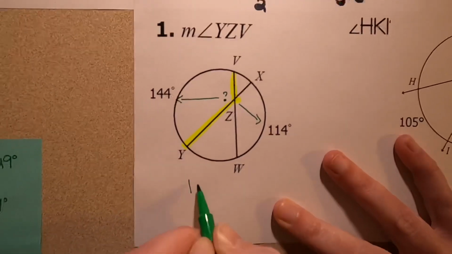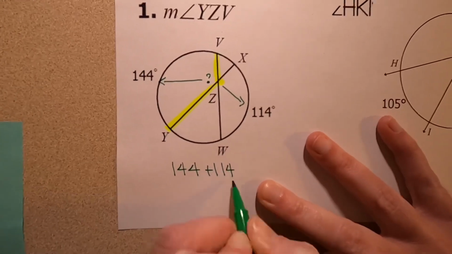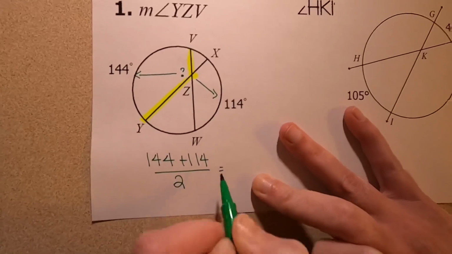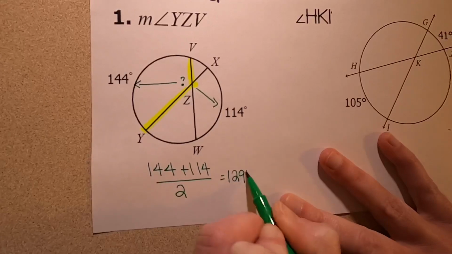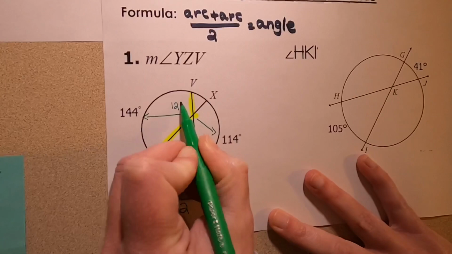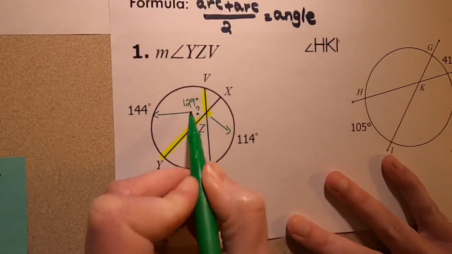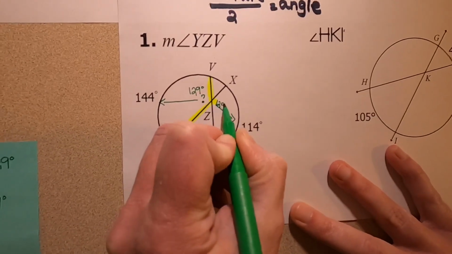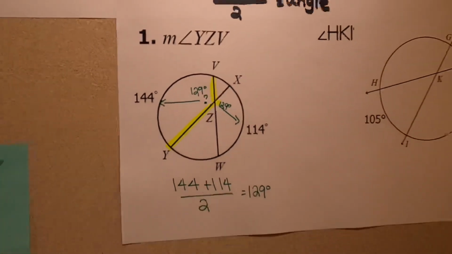So I'm going to say 144 plus 114 divided by 2, and if I use my calculator, it's going to give me a total of 129 degrees, which means that's how much this angle would be, 129 degrees. Now, what's awesome is the fact that these are vertical angles. So if this one's 129, this angle right here is 129 degrees as well.